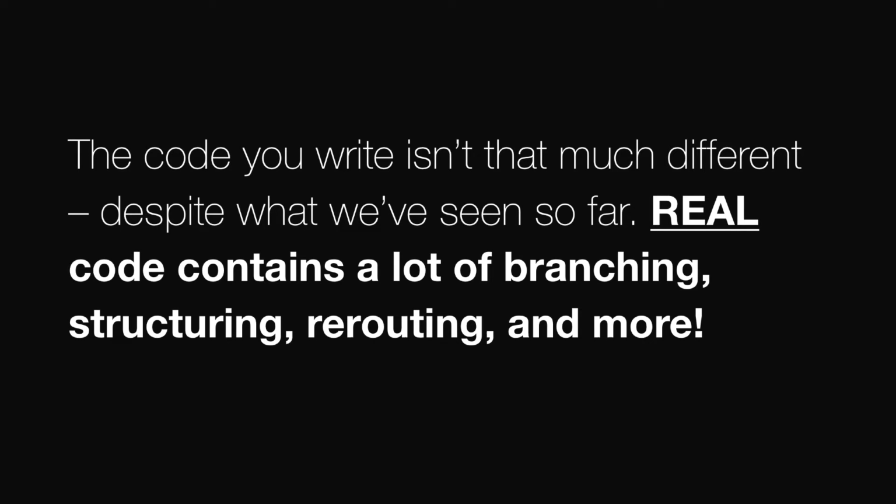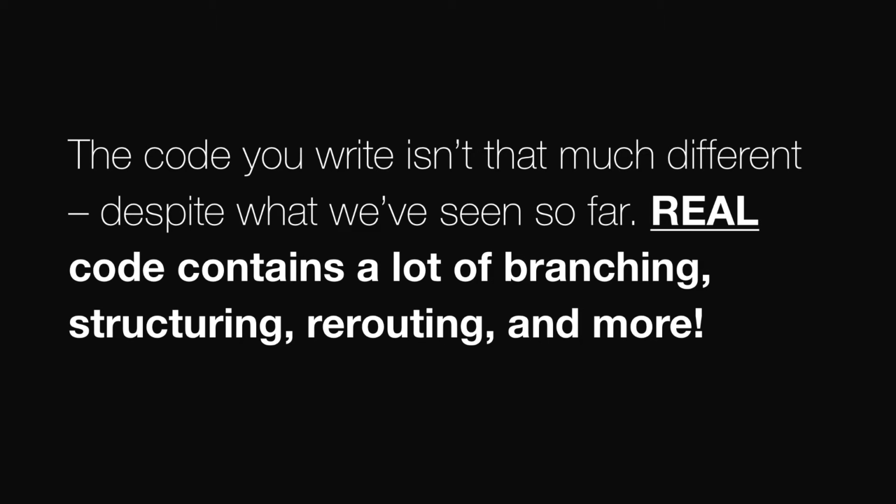And tying it back to why we're talking about it, the code we write really isn't that much different. Yes, the code we've written so far has just been statements and functions and things that basically execute in a simple row. But real code doesn't have to be that way. Just like the water, you can actually control it by adding a lot of branching, structuring, routing, and more.